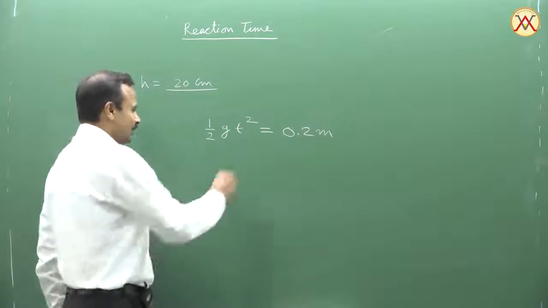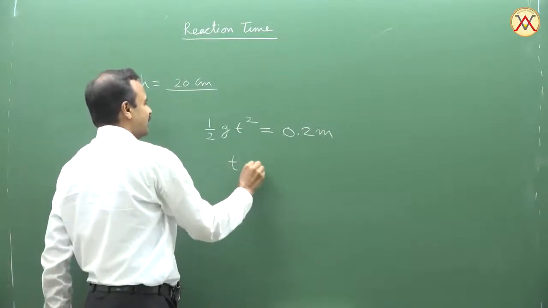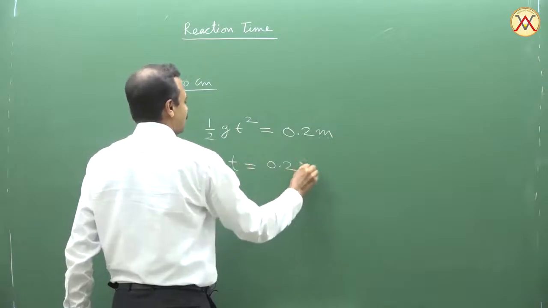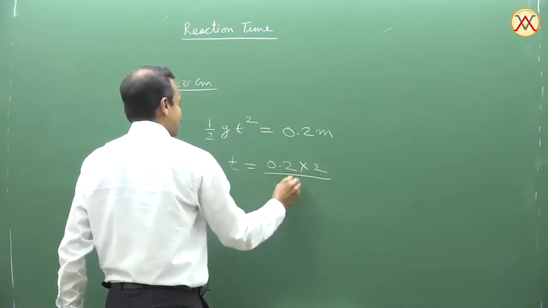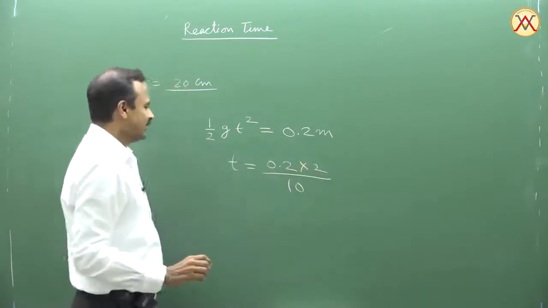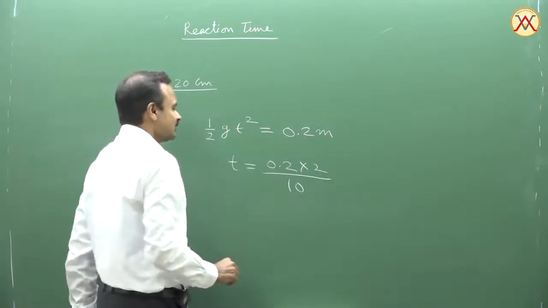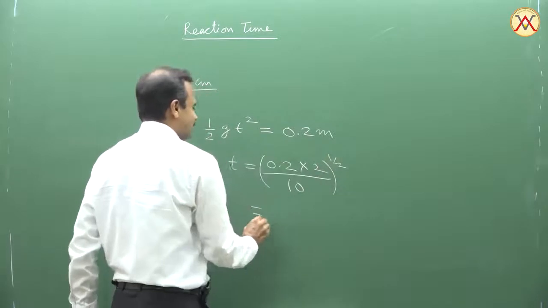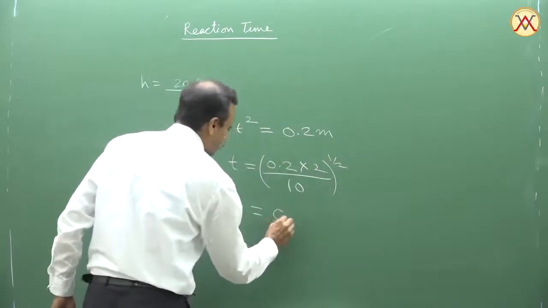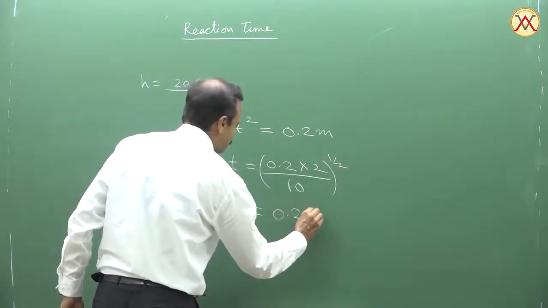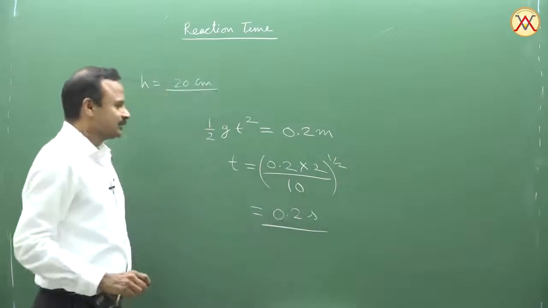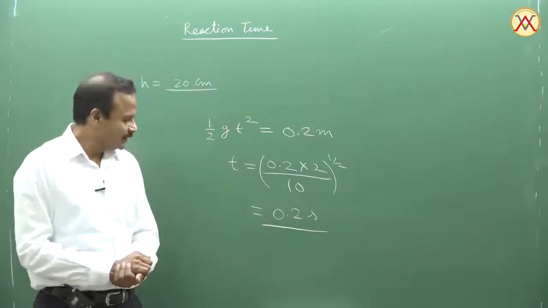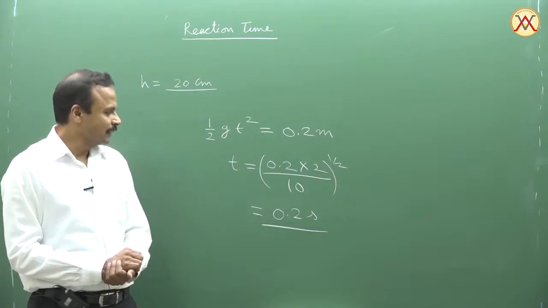So, we can calculate the reaction time t as the square root of 0.2 multiplied by 2 upon the value of g, which we have taken as 10. Alright, so this becomes approximately 0.2 seconds. So, this is the estimated value of a person's reaction time.